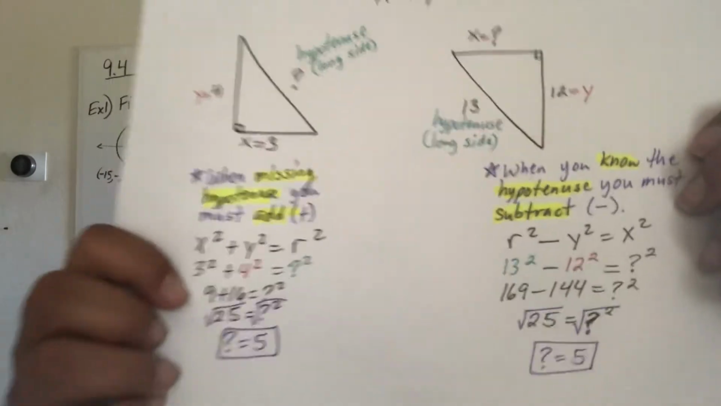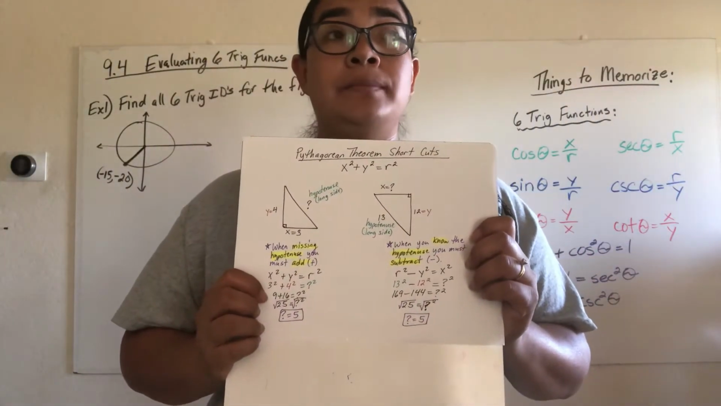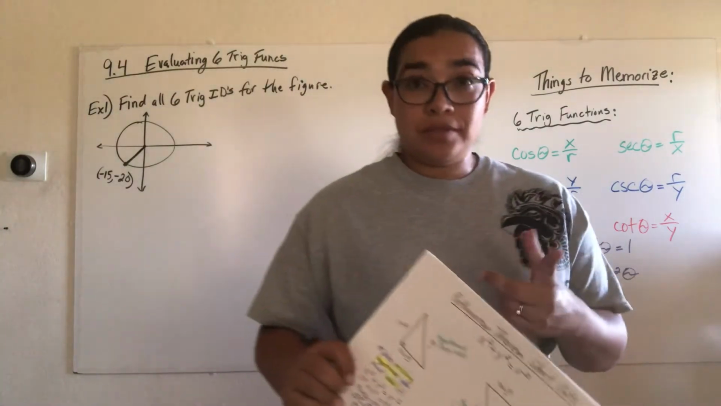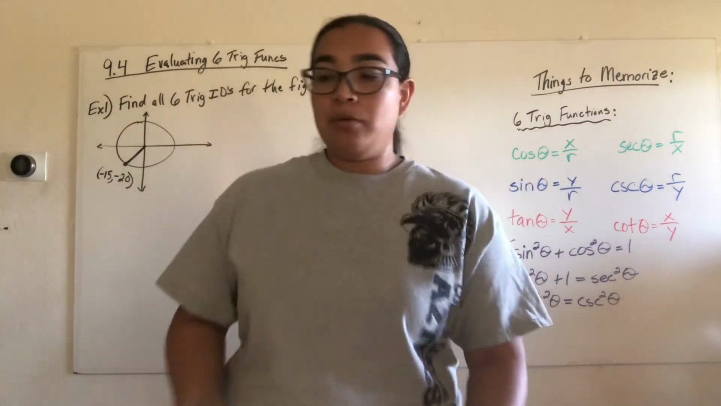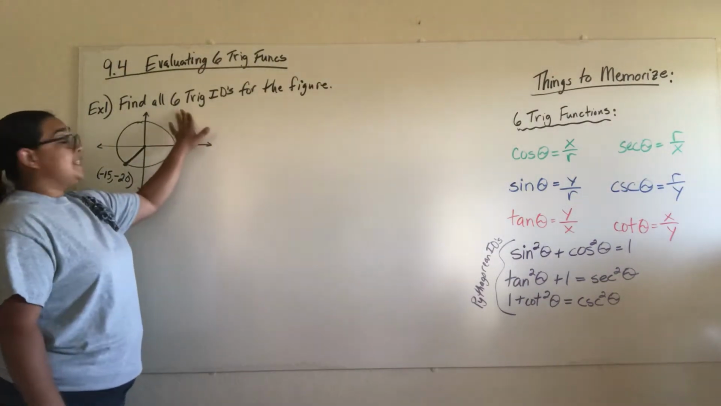These are 2 different scenarios of Pythagorean Theorem, and I just want to remind you because you're going to be doing quite a bit of Pythagorean Theorem work within your problems. Okay, so let's go ahead and take a look at example 1 here. In this example, I want you to find all 6 trig functions.